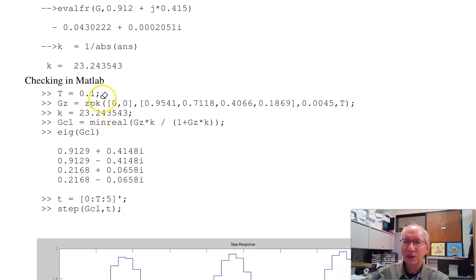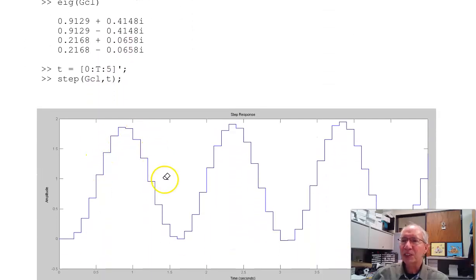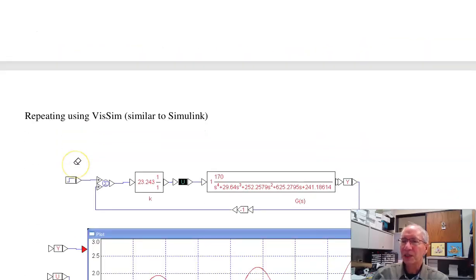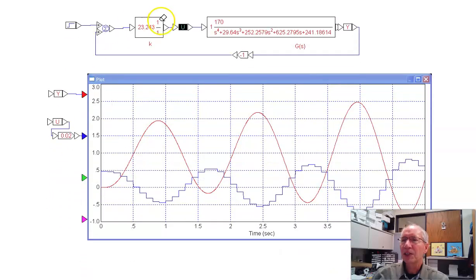Checking it, form the closed loop system when K is 23. Here's my closed loop poles, 2 on the unit circle and 2 elsewhere. Plot the step response, and you can see it's just oscillating. Or, better, if you could use Simulink, here's your K of Z, here's your G of S. Close the feedback loop. It is actually slightly unstable. It should be right on the j omega axis.